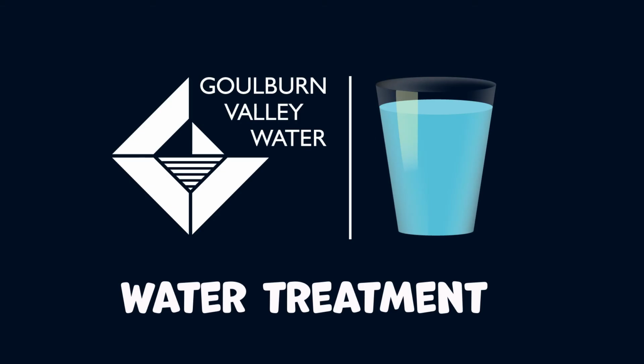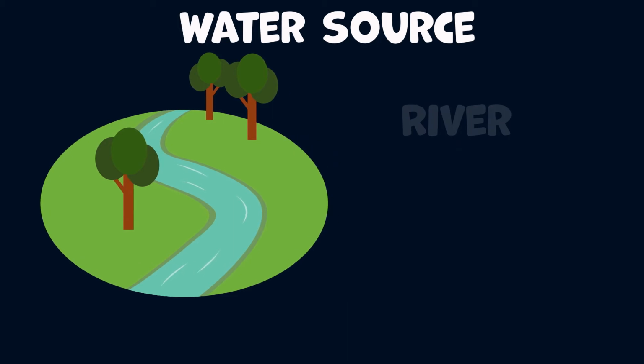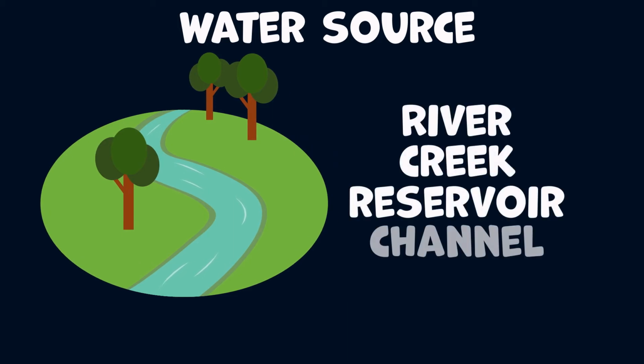Goulburn Valley Water operates 37 water treatment plants. This is where we produce clean and safe drinking water for 57 towns across the Goulburn Valley. Water entering a water treatment plant comes from a water source in each town. This could be a river, creek, reservoir, channel, or bore.